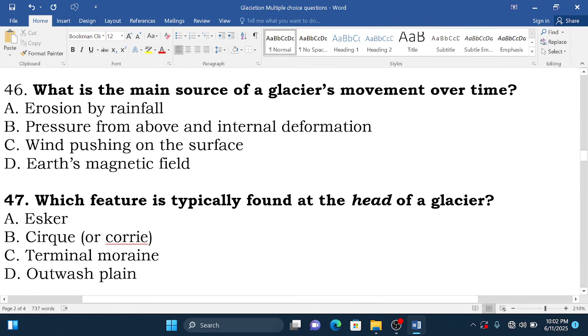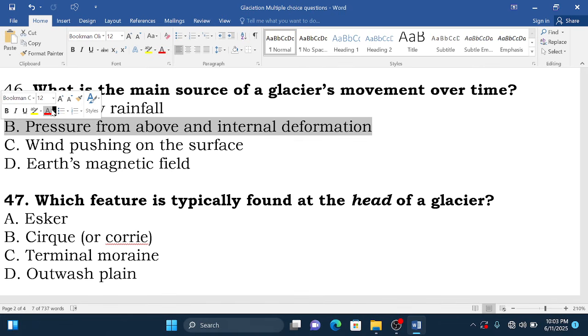What is the main source of glacier movement over time? A, erosional rainfall. B, pressure from above and internal deformation. C, wind pushing on the surface. D, Earth's magnetic field. So the correct answer is B, because the main source of glacial movement over time is pressure from above and internal deformation.